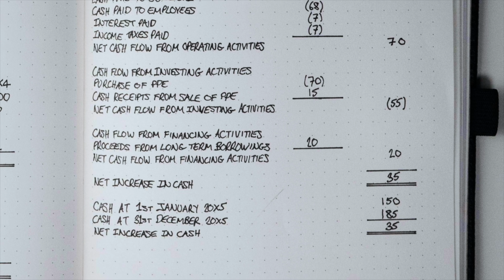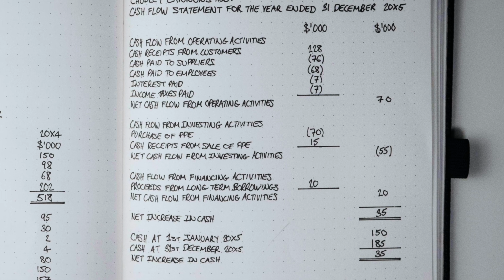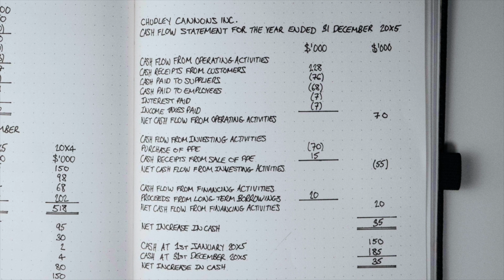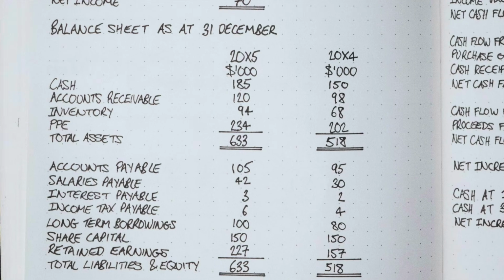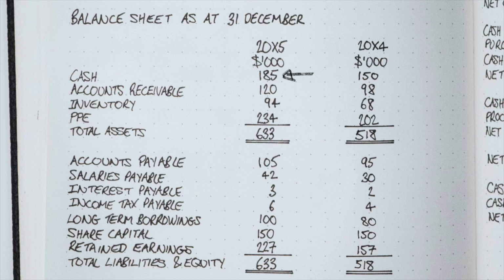Now let's take the total of all these cash inflows and outflows that we have worked out. We can see that the Cannons have a net cash increase of $35,000 for the current year, which ties to the movement in the cash balance, which we can see below, and which we can get from the balance sheet. The closing cash balance for the current year of 185, less the closing balance from the prior year of 150, gives us a $35,000 increase in cash.